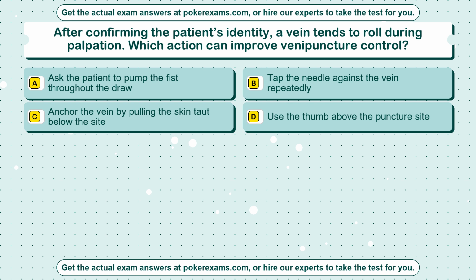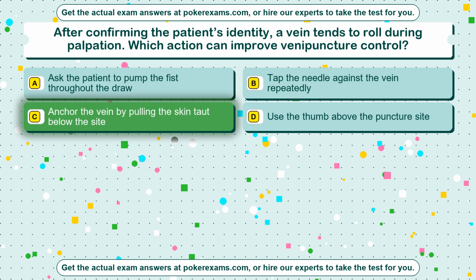Question 18. After confirming the patient's identity, a vein tends to roll during palpation. Which action can improve venipuncture control? Option A, ask the patient to pump the fist throughout the draw. Option B, tap the needle against the vein repeatedly. Option C, anchor the vein by pulling the skin taut below the site. Option D, use the thumb above the puncture site.